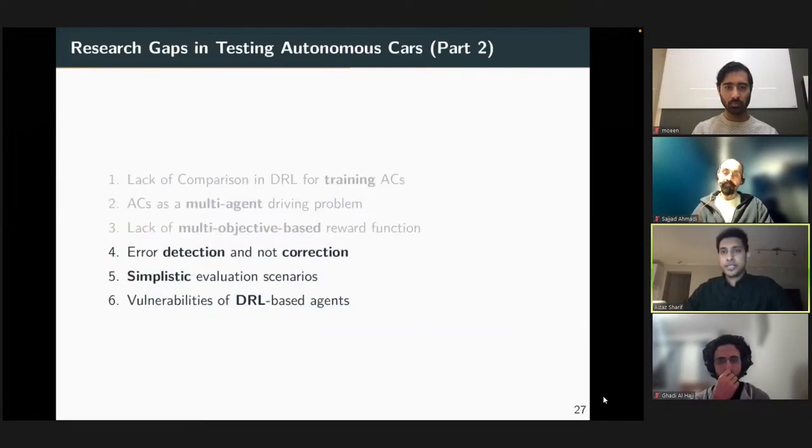If we go towards the second part, on research gaps in testing autonomous cars, in the first part we were talking about just a basic comparison, like in a normal testing scenario, without proposing any adversarial attacks or any adversarial solution. Now we will look into that aspect.